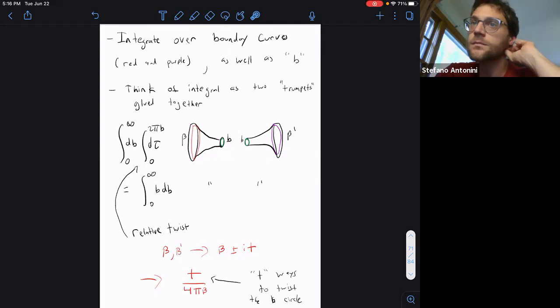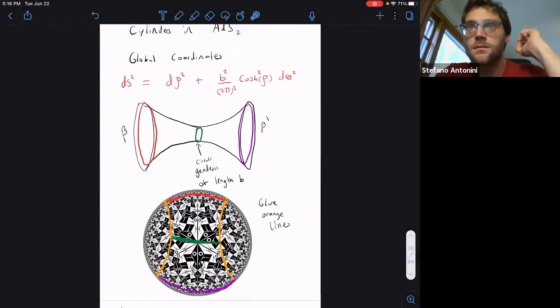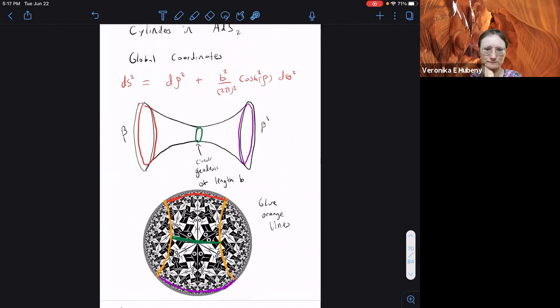So maybe let me try to make sure I understand what you mean. So let's look at this picture. And so here I have a Z of beta on the left and a Z of beta on the right. But if you try to think about cutting this, this is like the overlap of the thermofield double on the left with itself. And there's another thermofield double on the right. So each of these things is like a copy of the system. Is that sort of what you mean?